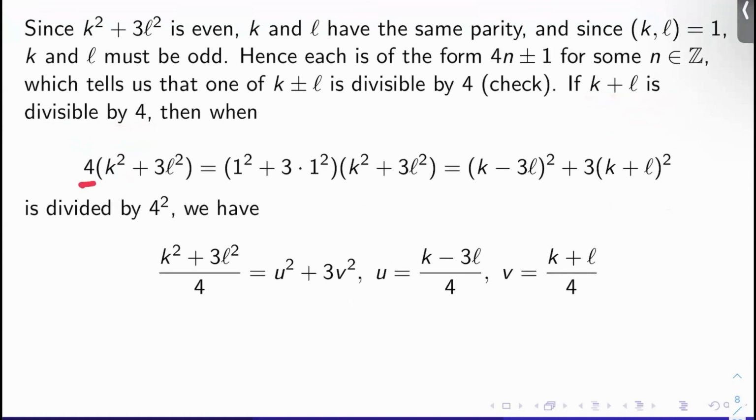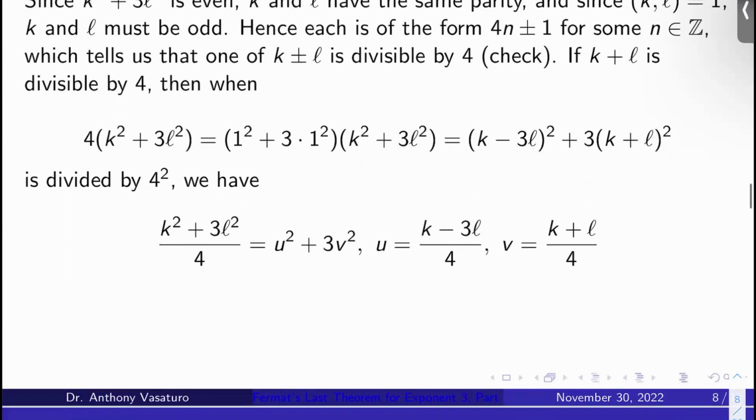Then when I write 4 times k squared plus 3l squared, which is incidentally 1 squared plus 3 times 1 squared, times k squared plus 3l squared, I can use my identity from the previous video, which tells me how to multiply expressions that are both of the same form, something squared plus 3 times something squared. I had an identity last video that tells me how to easily multiply these and get an interesting, useful expression out of it. And that expression gives you k minus 3l squared plus 3 times k plus l squared. If you don't like what I just said, or you didn't watch the last video, A, go watch the last video. But B, you can just check these are equal, right?